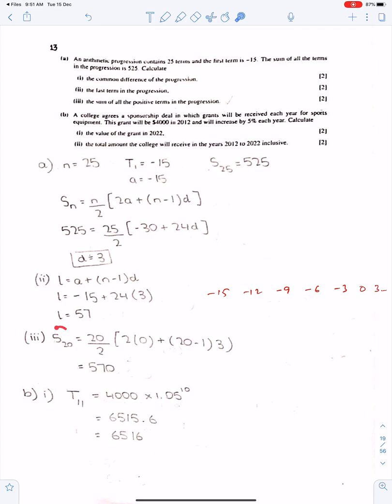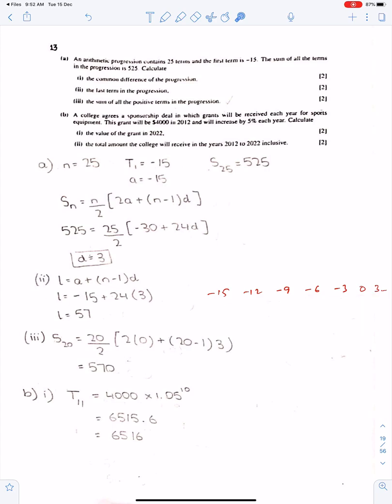So we need S20 with a equal to 0. Make sure you take a as 0 here because you are taking the sequence for positive numbers. So a will be 0 and there will be 20 terms because these are 5 terms.